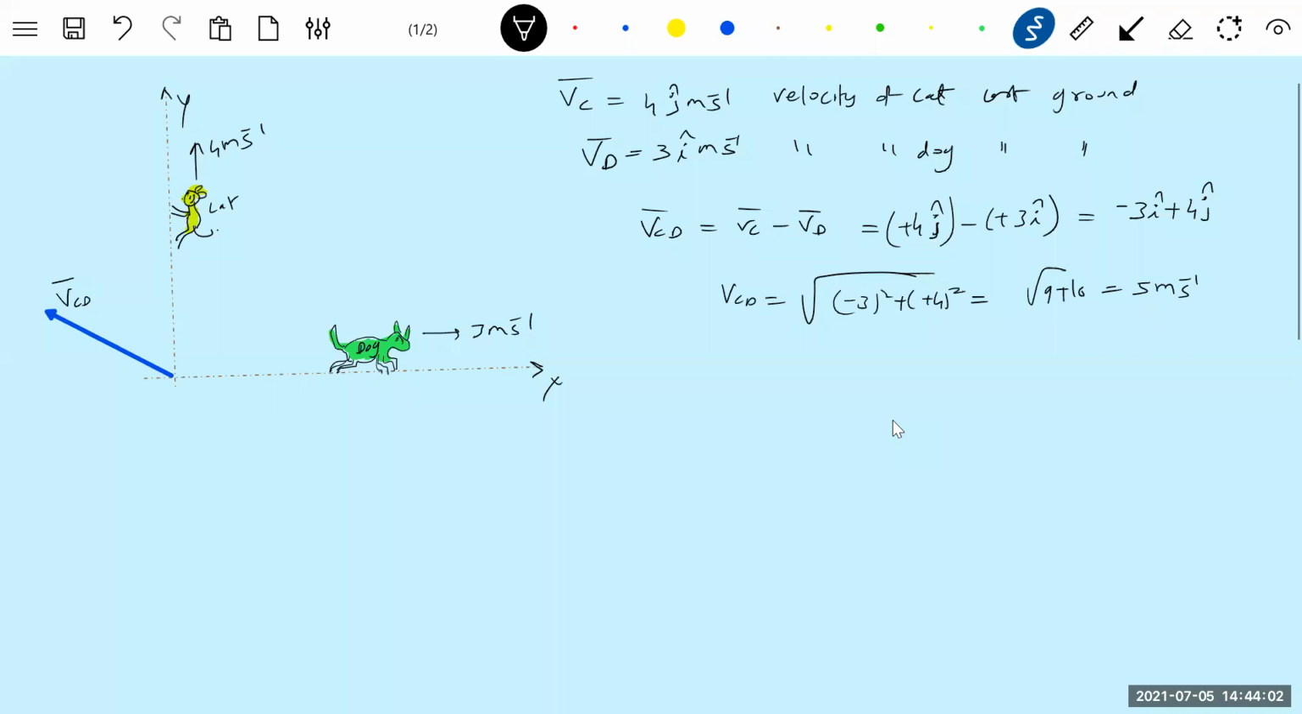Actually, cat is moving along north, but when it looks at the dog, it feels it is moving in this direction. I think cat will feel happy, no? That I'm moving away from him, that too with more speed. Then what is the velocity of dog with respect to cat? It should be negative of this vector, minus 3i cap plus 4j cap. So this will become 3i cap minus 4j cap. I think it is exactly opposite of the other vector.